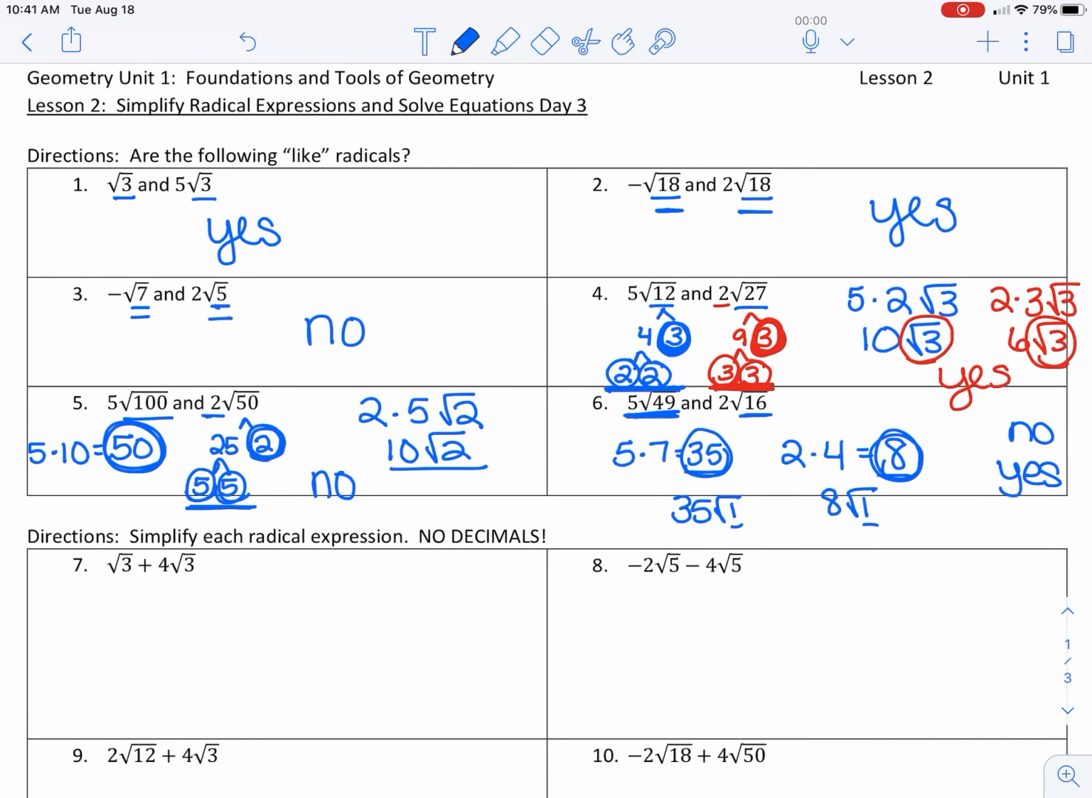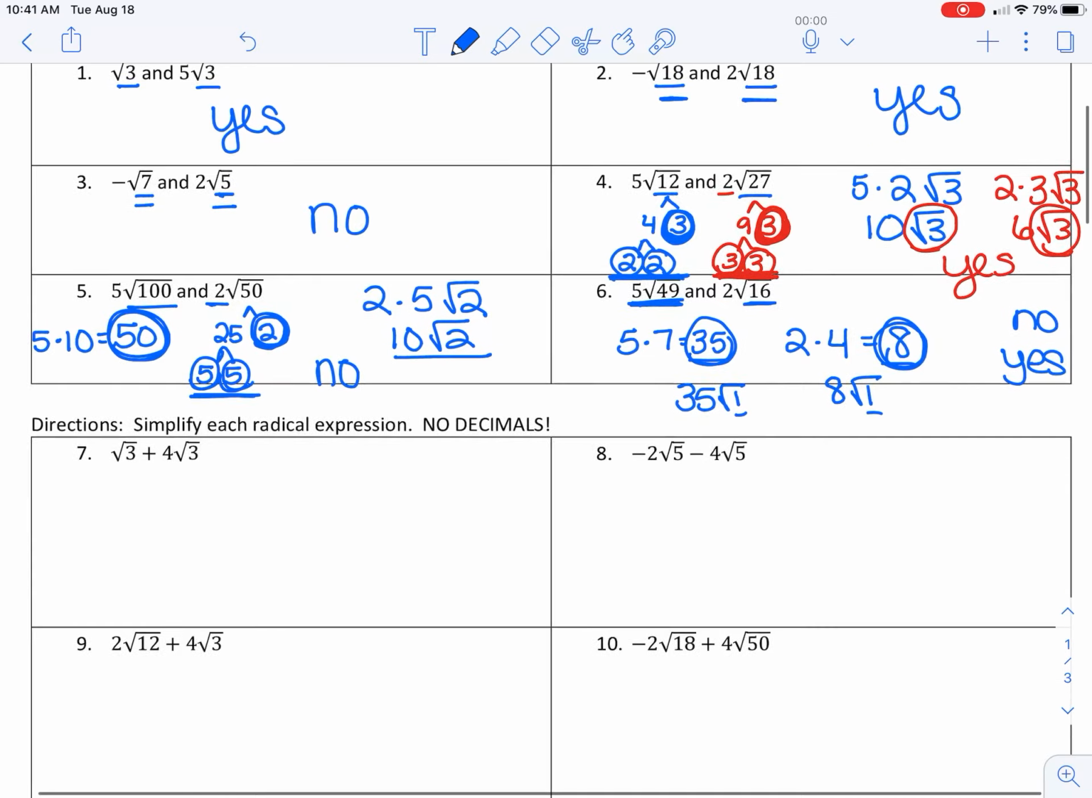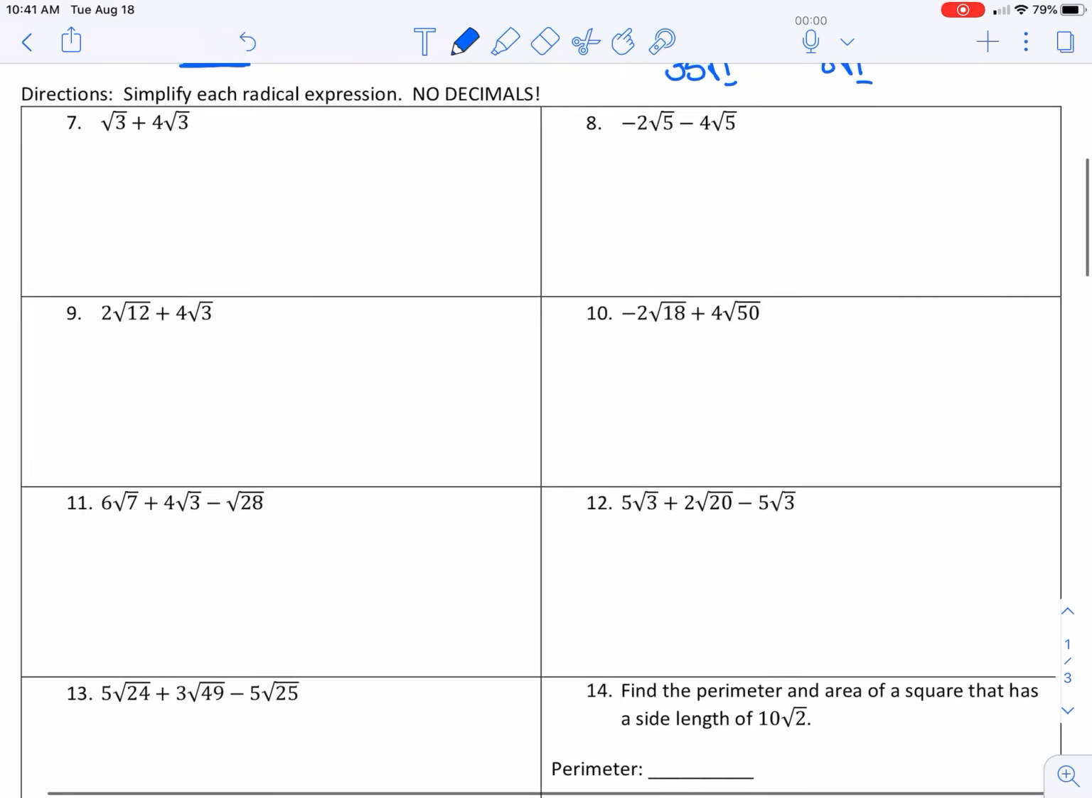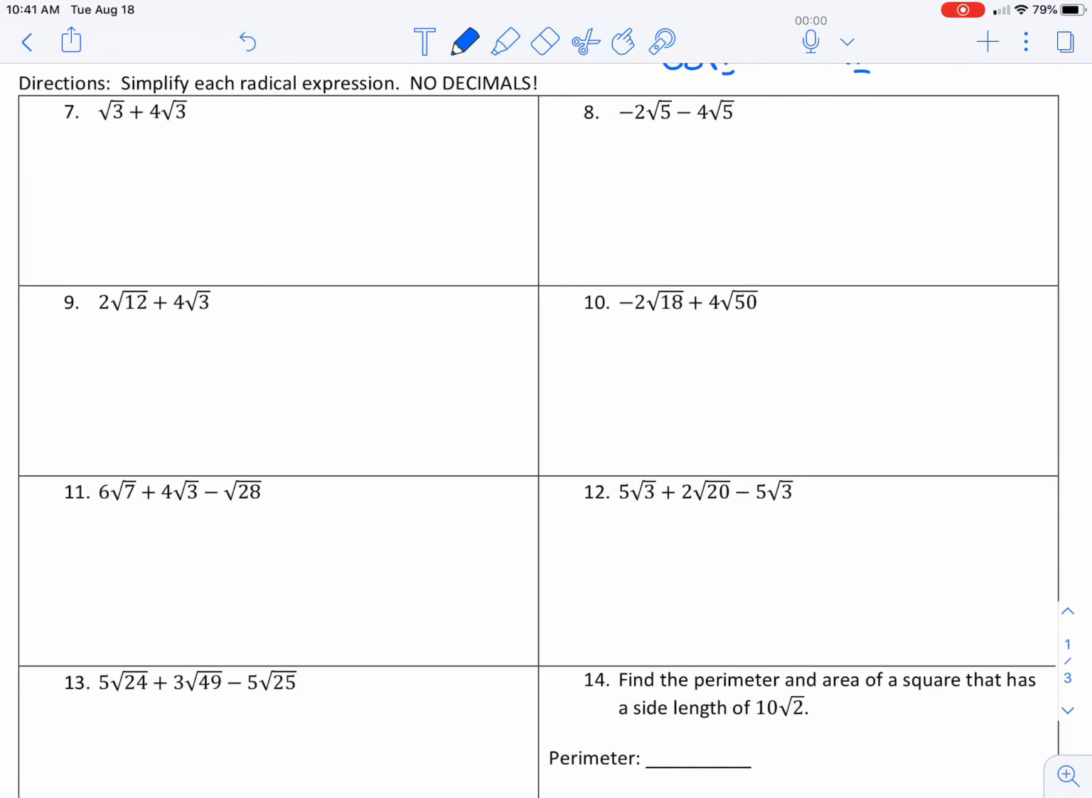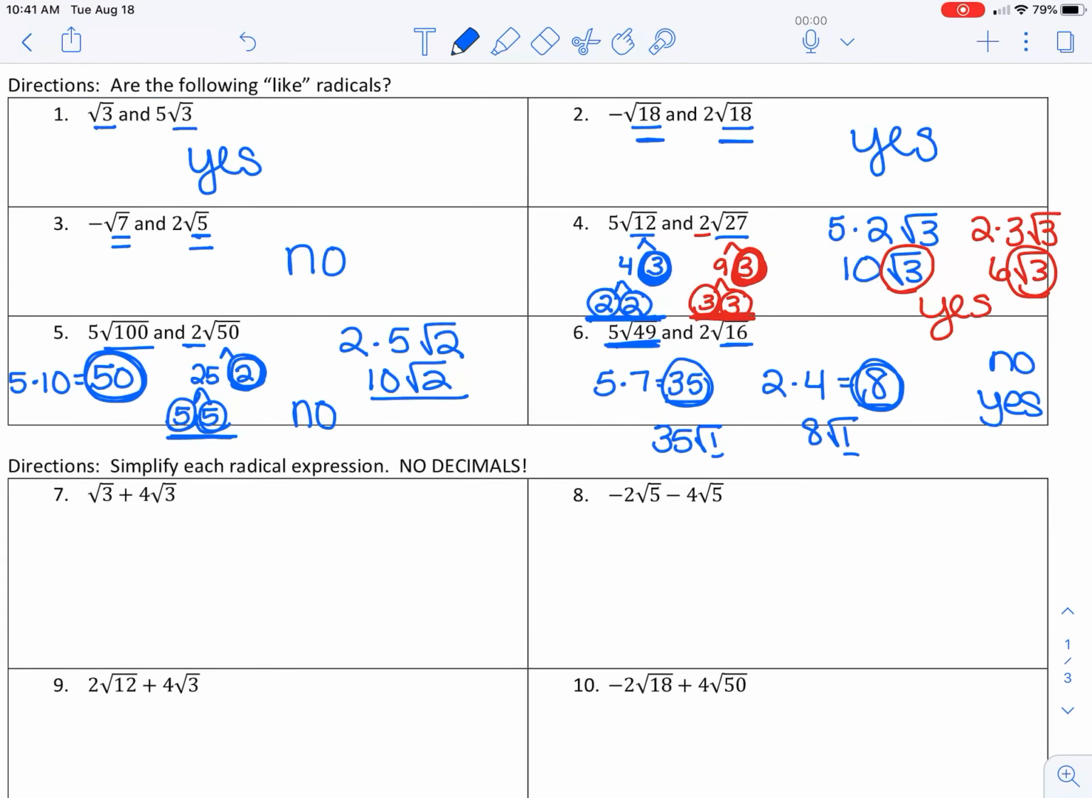All right. So moving on. Let's go down to number 7. We're simplifying each radical expression, and we want absolutely no decimals. So we are adding and subtracting our radicals. Now, the only time we can add and subtract radicals together is if they have like radicals. So that's why we did that first part up here, that was like 1 through 6. That is why we went ahead and tried to figure out which ones were like.